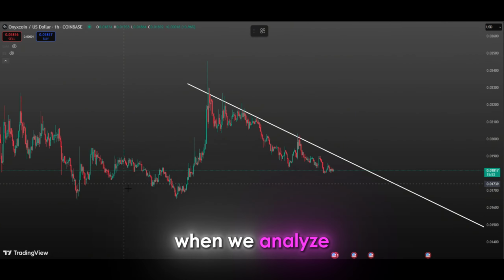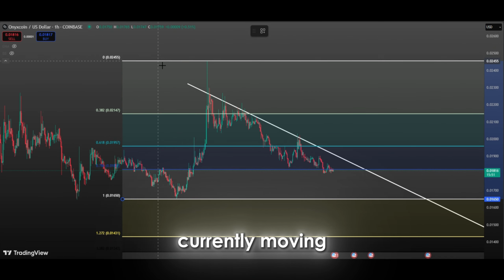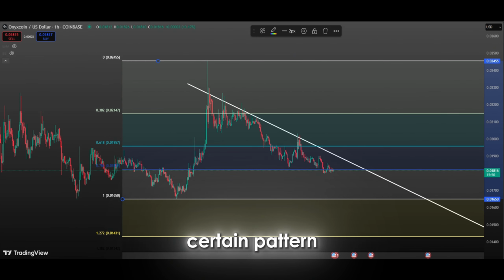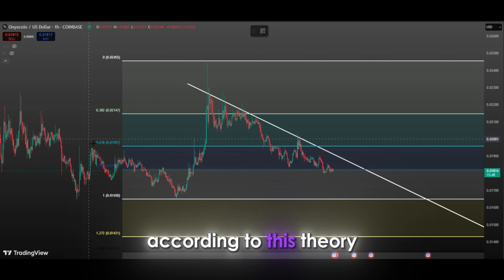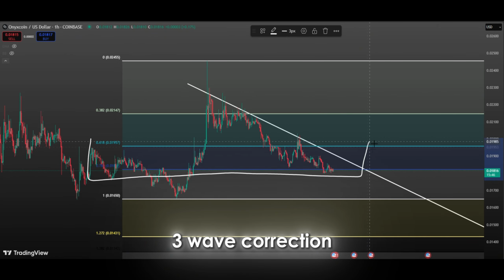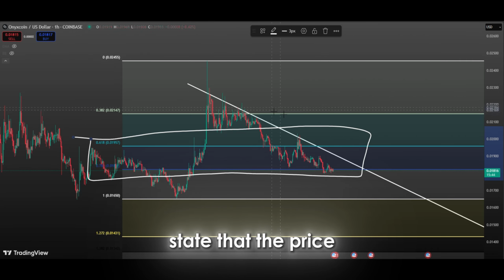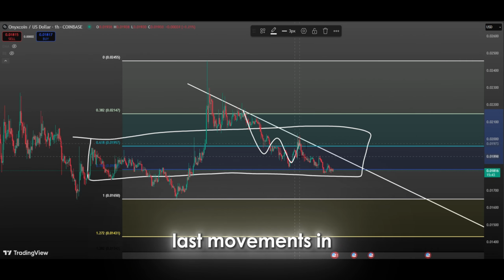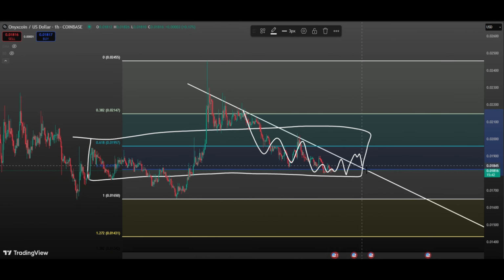Keep watching. When we analyze the chart from a broad perspective, we observe that the price is currently moving according to a certain pattern within the Elliott wave theory. According to this theory, the market moves in a 5-wave progression, followed by a 3-wave correction. At the moment, we can easily state that the price is making its last movements in the second wave, and then preparing for the transition to the third wave.